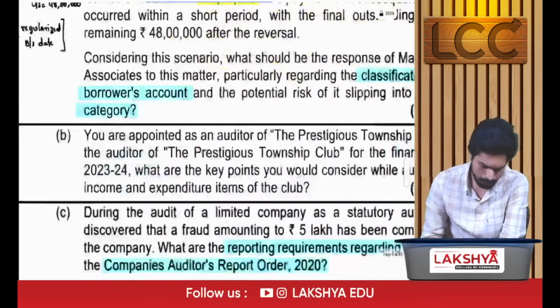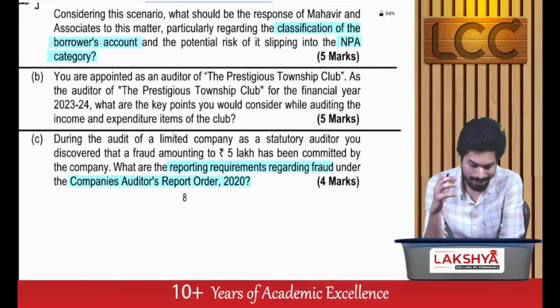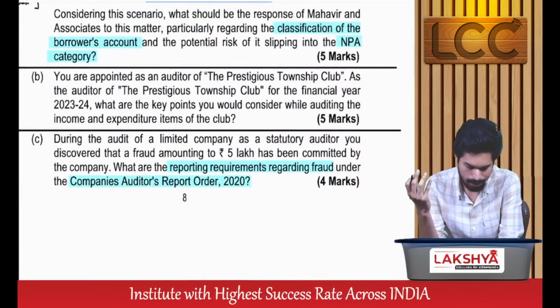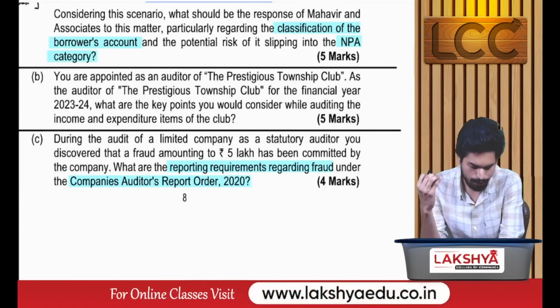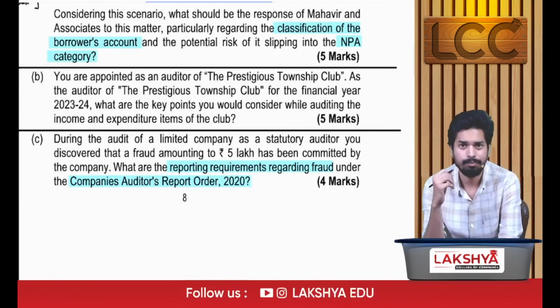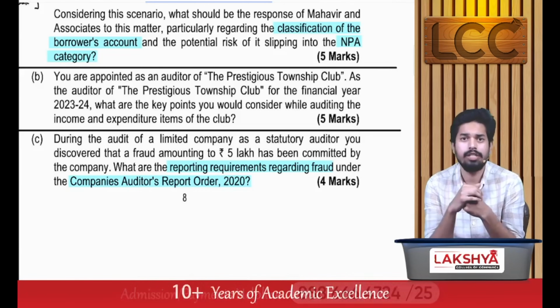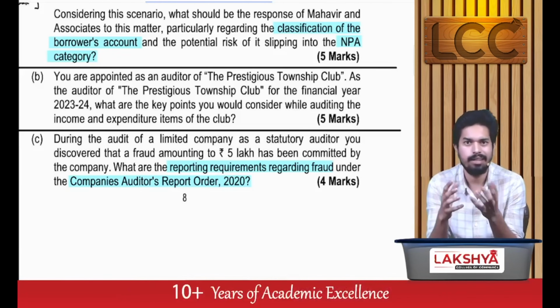Next, 3B. You are appointed as an auditor of the prestigious Township Club. As the auditor of the prestigious Township Club for the financial year 23-24, what are the key points you would consider while auditing the income and expenditure items of the club? Nothing but you have to write few vouching points relating to incomes and expenditures of the club.